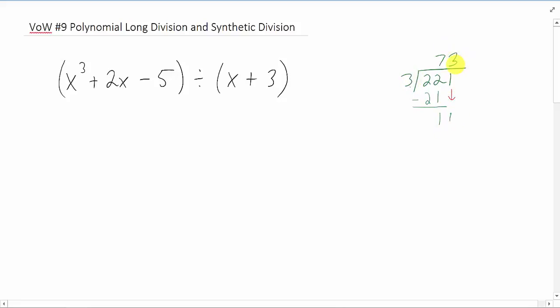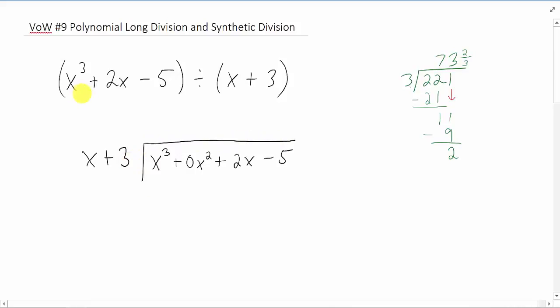You ask how many times does 3 go into 11 in this case? The answer is 3 times. You put that up here. You multiply 3 by 3 to get 9. You subtract again, and you end up with a remainder of 2. And in a lot of cases, what you'll do with that 2 is you'll divide it by the original divisor, and that's your answer, 73 2/3. Okay, we're going to do that same process, except we're going to use polynomials.